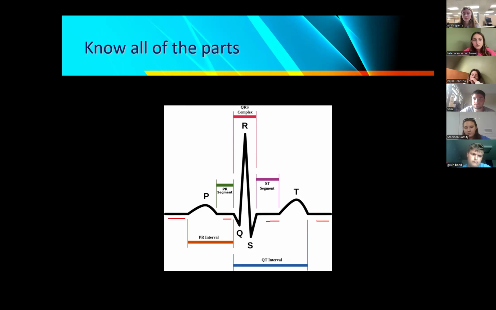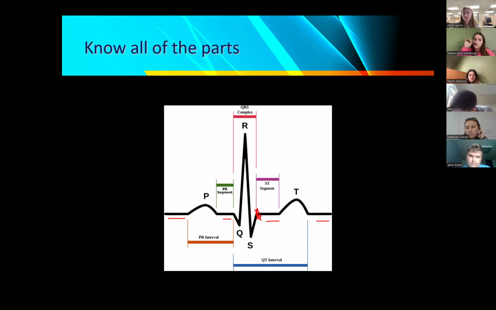Now, Gavin, where do we find the J point on the EKG? I'm not entirely sure. Okay, and that's okay. Guys, when we're working together, I'm not sure or I don't know are always appropriate answers. So don't feel bashful about saying I just don't know. So the J point is actually found right there.